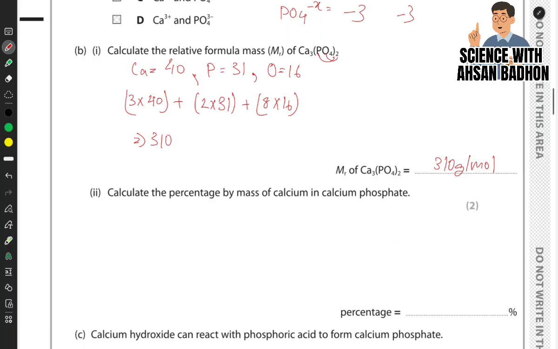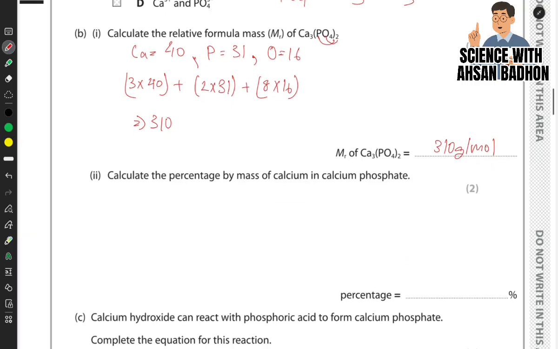Next, B(ii), we have: calculate the percentage by mass of calcium in calcium phosphate. So we know calcium is 3 times 40, out of the total mass 310, times 100, it will give us the percentage. So 3 times 40 is 120, divided by 310, times 100, which is 39%.